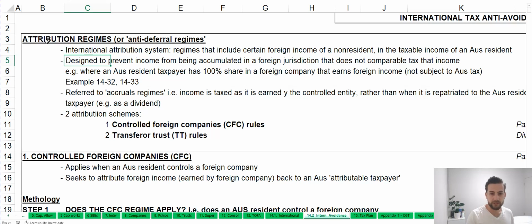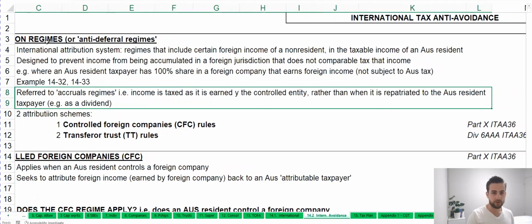Next, it's designed to prevent income from being accumulated in a foreign jurisdiction that does not have a comparable tax rate to that income in Australia, for example. So a good example here is Australia with a tax rate of around 40 to 50% as an individual, depending on which threshold you're in, versus in the Cayman Islands where it's effectively a 0% tax rate.